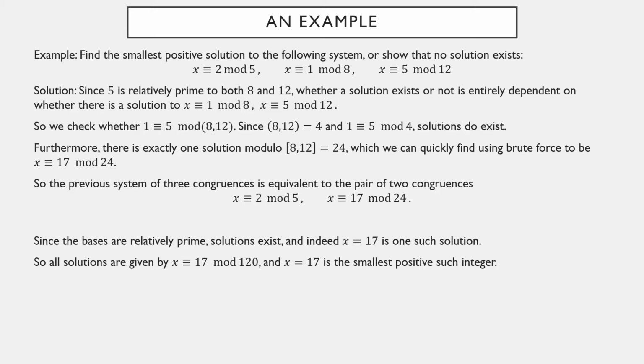However, that actually tells me that all solutions must be equivalent to 17 mod 120. And 17 is the smallest positive integer that is equivalent to 17 modulo 120. So we found the smallest positive solution, and we had to combine techniques from various places.